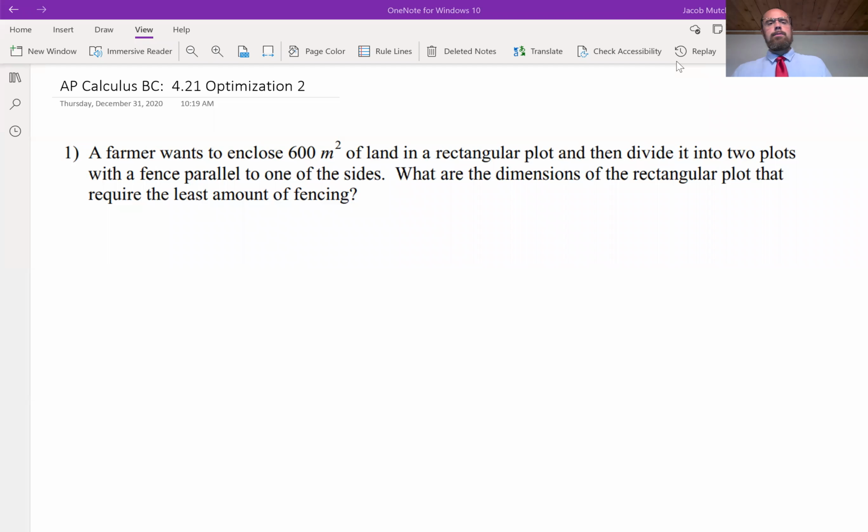Welcome to Calculus. Today we will investigate more optimization questions. We'll look at two examples today. We'll start with a similar scenario to what we saw with our first set of optimization examples.